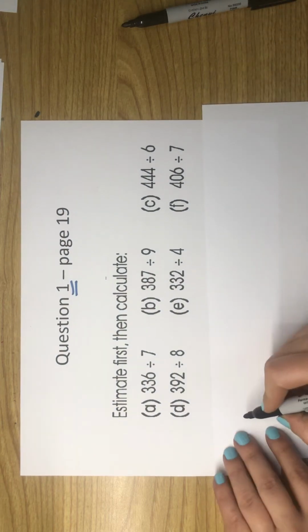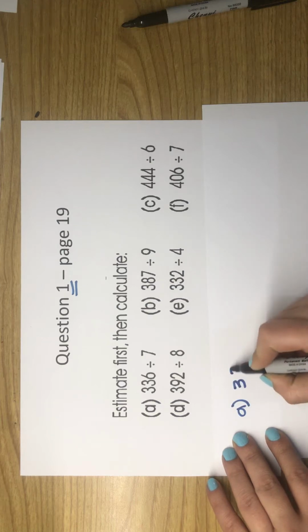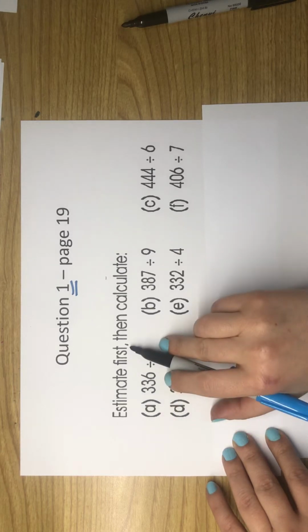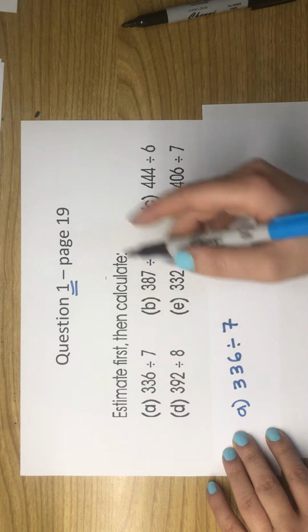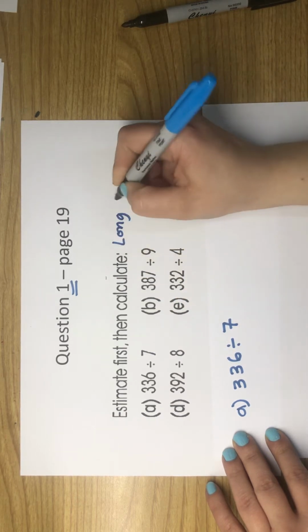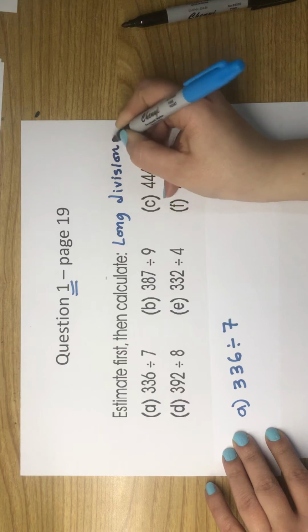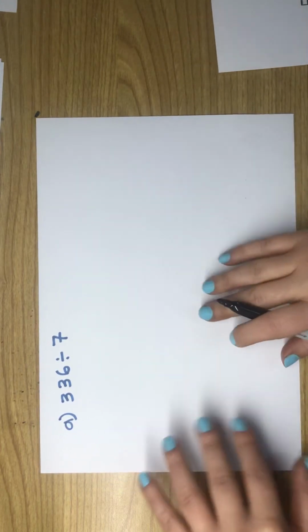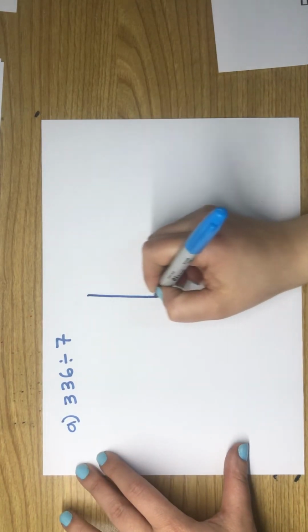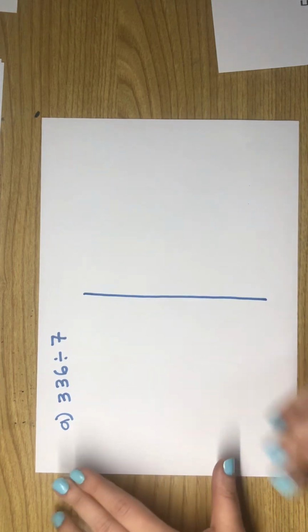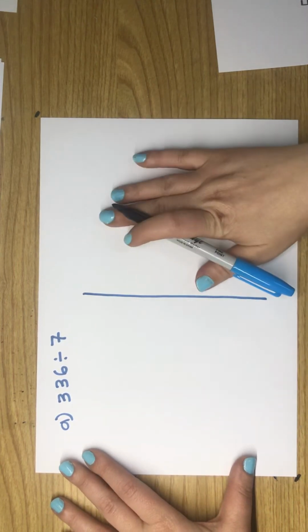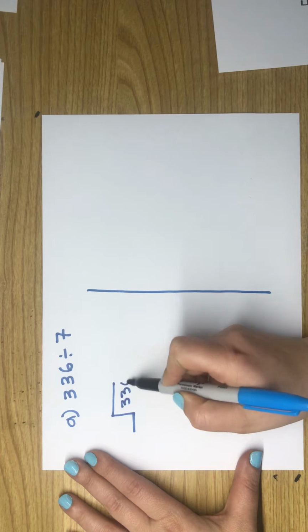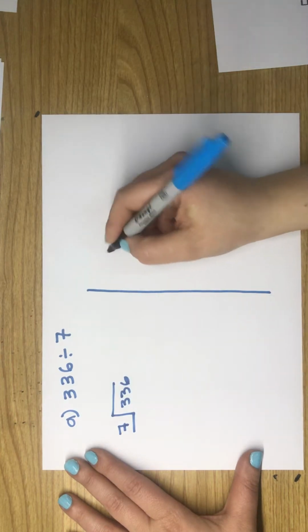Question number A. I have 336 divided by 7. They are asking us to estimate first and then calculate using long division. Okay, let's leave this paper aside. In this question, I prefer that you divide your place of work into 2 places, one for estimation and one for doing the long division. This is long division, 336 divided by 7, and here is how to estimate.